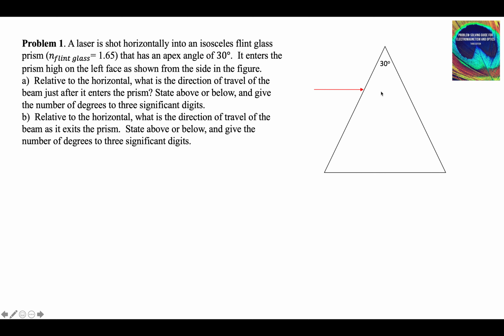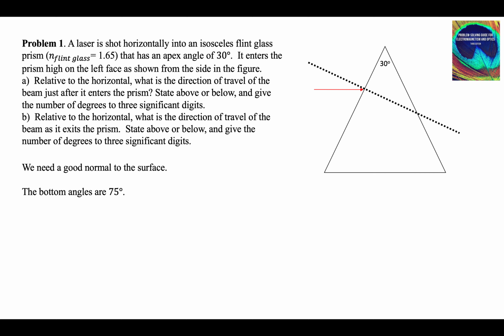It enters the prism high up on the face. It gets refracted when it comes into the prism. What is the direction of the beam relative to the horizontal after it enters the prism? And then it's going to exit the prism on the other side. State whether it's above or below the horizontal, and the number of degrees relative to the horizontal, to 3 significant digits. We need a good normal to start off. As always, let's put that in.